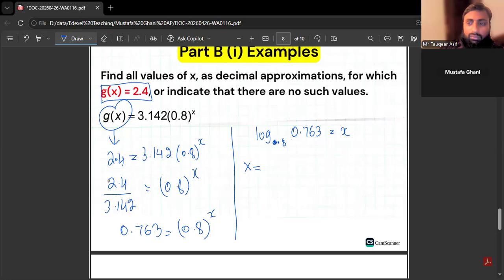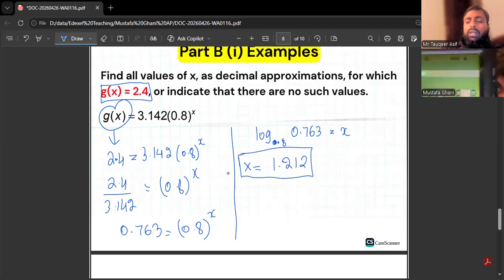Sir, we'll get x equal to 1.212. x equal to 1.21. Could you please tell me the third digit? 2. Shall I show you? Sir, can you see it? Yes, I can see. That's fine.